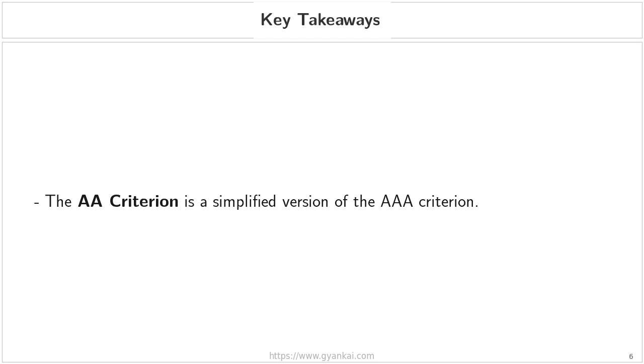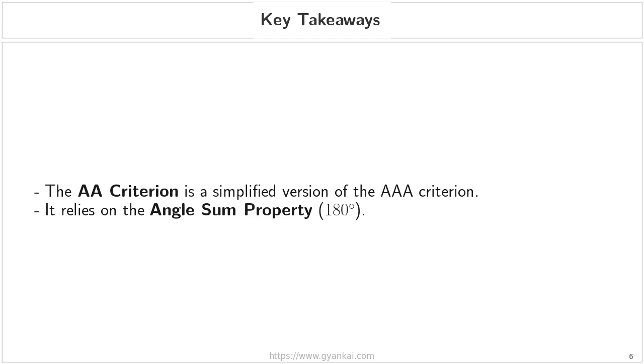First, remember that the AA criterion is essentially a simplified version of the AAA criterion we discussed at the beginning of this lesson. We don't need to hunt for that third angle because, as we saw in our derivation, it's already mathematically locked in. Second, it is crucial to remember that this entire shortcut relies on the angle sum property, which states that the sum of the interior angles of any triangle is always 180 degrees. This is the logical foundation that allows us to move from 3 angles down to just 2.